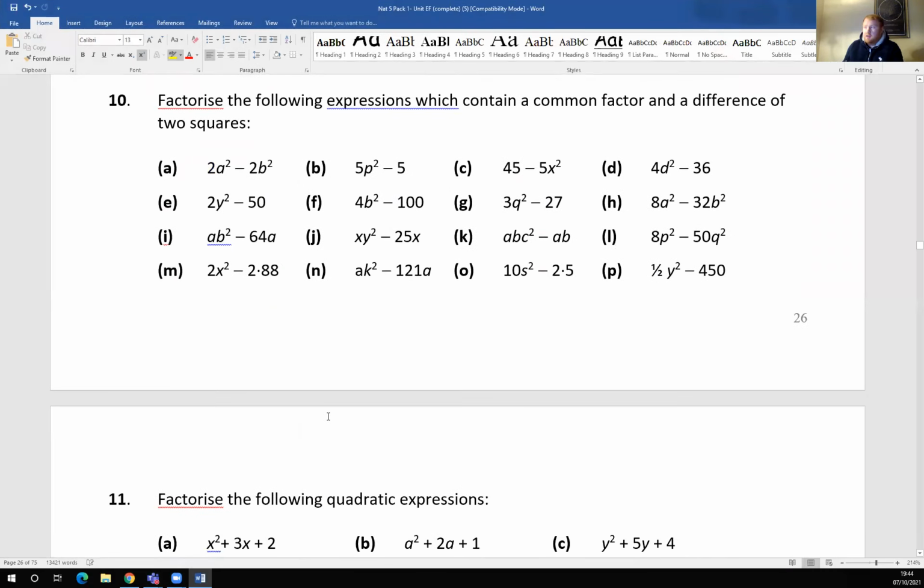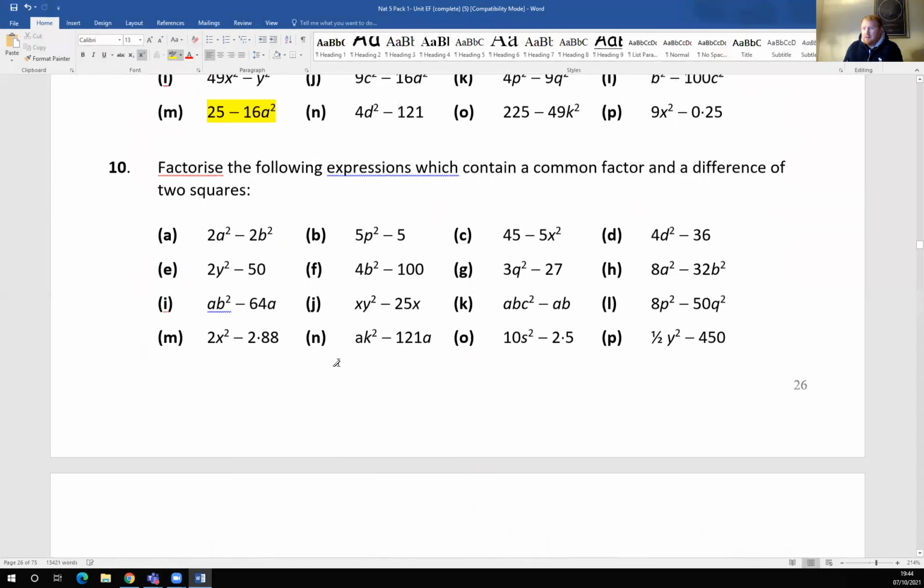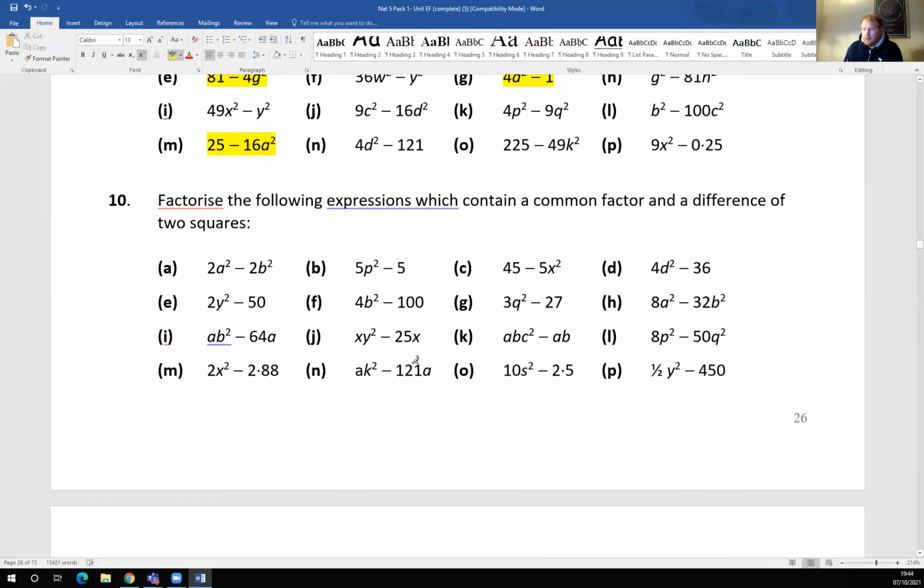Not hanging about. Question 10 looks at that. So let's try a couple. No, I don't like that one. Try that one. Try that one. Try that one.